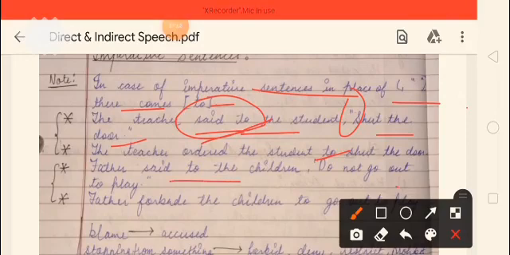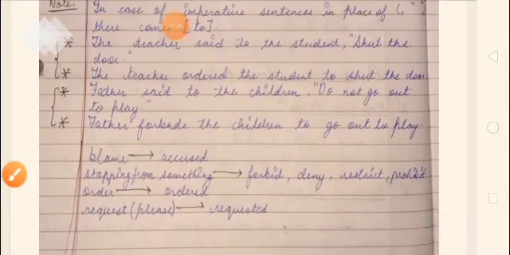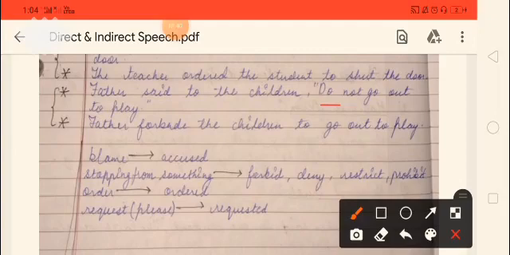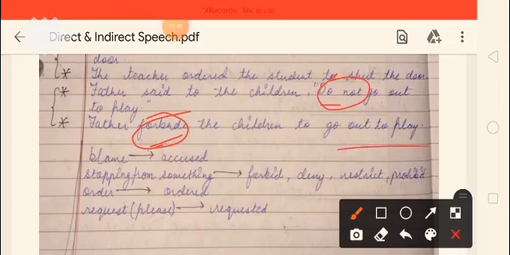Second, father said to the children, do not go out to play. Now what is happening here is that something is being forbidden. So in case we forbid something, the word used is "forbid" and its past is "forbade". So what will be the answer? Father forbade the children to go out to play. Now why are we not using "do not"? Because "forbade" itself has a negative sense. It itself means to prohibit something, so we will not use "do not". So the answer will be, father forbade the children to go out to play.